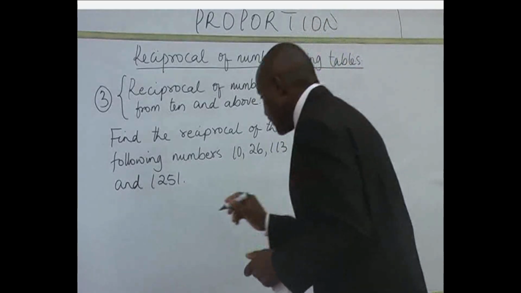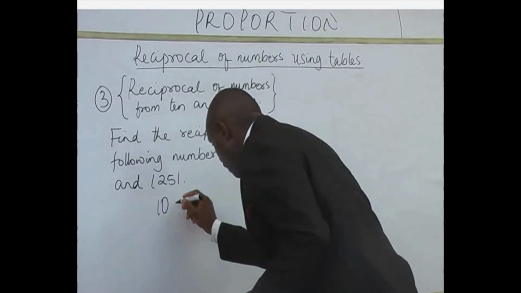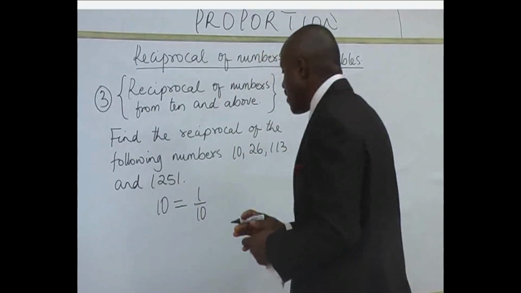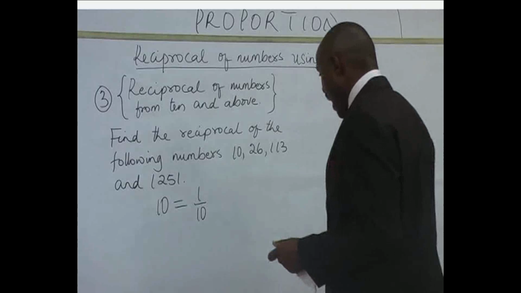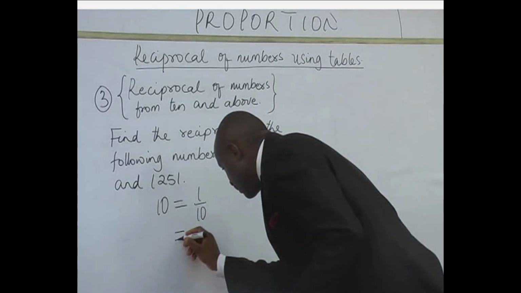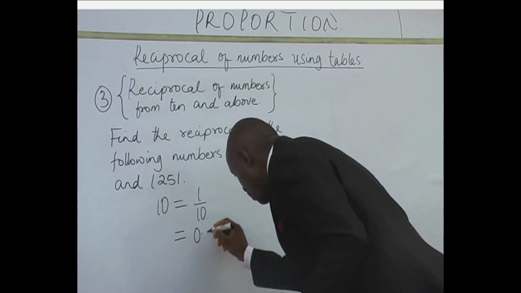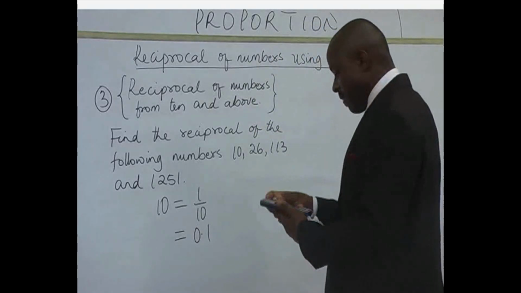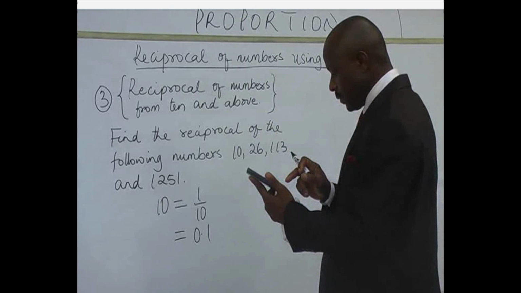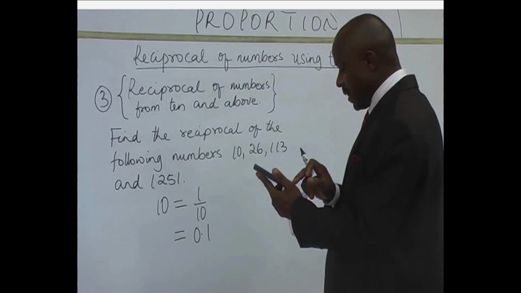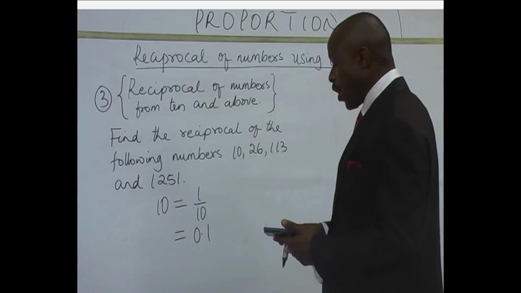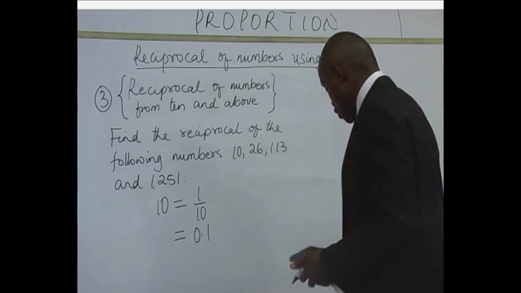Let's take 10. The reciprocal of 10 means 1 divided by 10. And 1 divided by 10 is 0.1. You can use the calculator to confirm it. 1 divided by 10 is 0.1. Now we are going to use our 4-figure table to confirm.